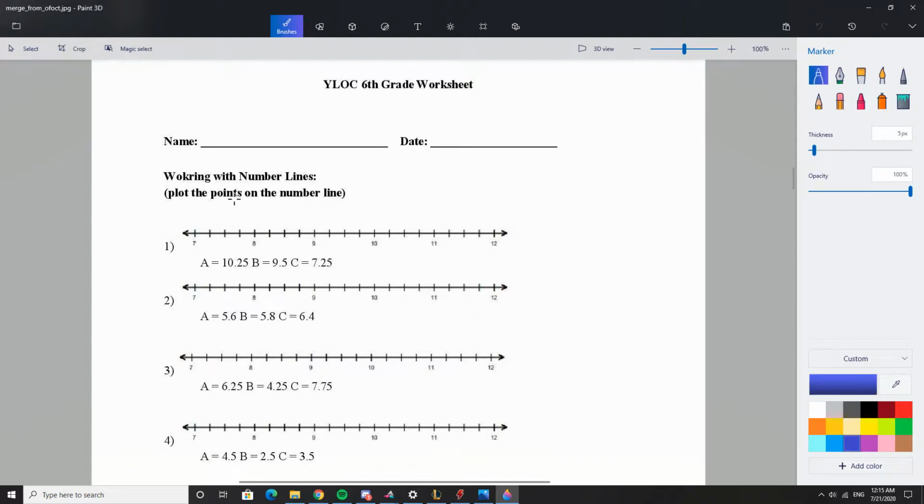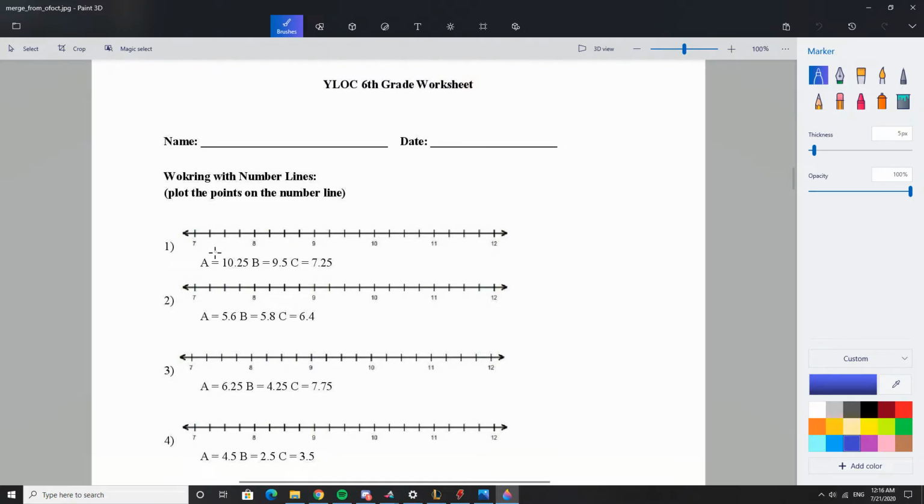So the first part is number lines, and these are actually really simple if you just look at it. Each line stands for 0.25 of each number. So this is like 7.25, 7.5, 7.75, and 8. So I'll do the first one with you guys for each side, for each question.